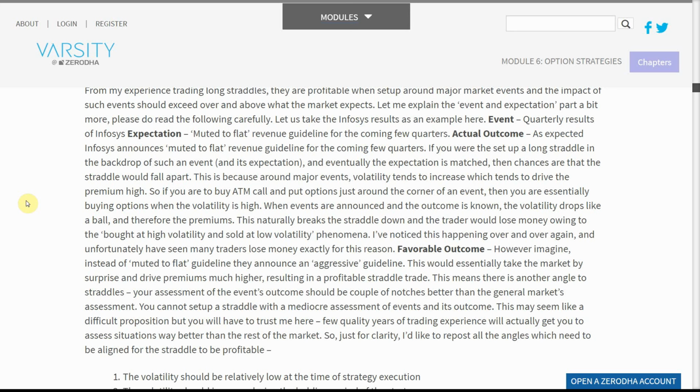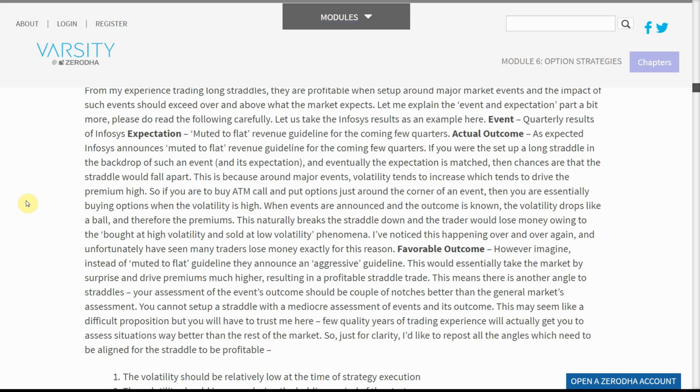You cannot set up a straddle with a mediocre assessment of events and their outcome. This may seem like a difficult proposition, but you will have to trust me here. A few quality years of trading experience will actually get you to assess situations way better than the rest of the market. So, just for clarity, I'd like to repost all the angles which need to be aligned for the straddle to be profitable. The volatility should be relatively low at the time of strategy execution.